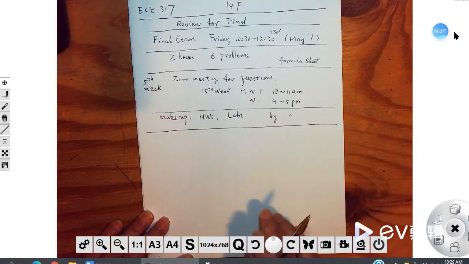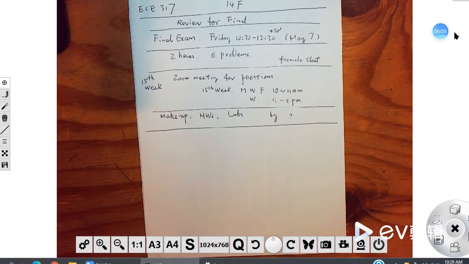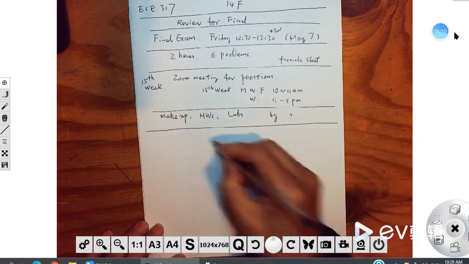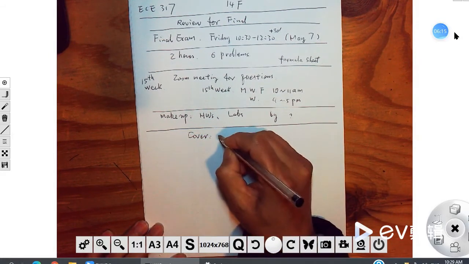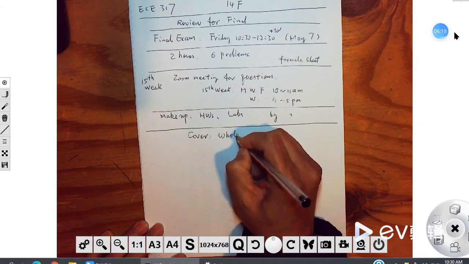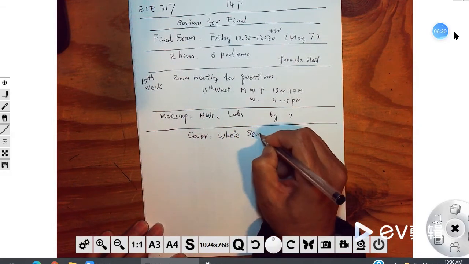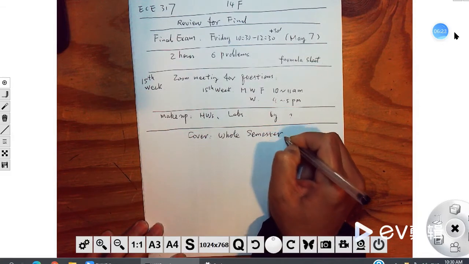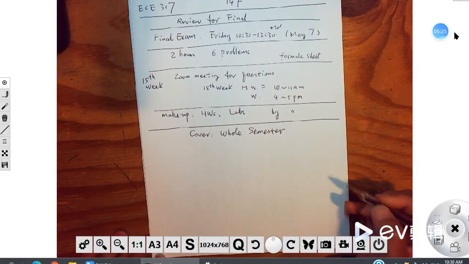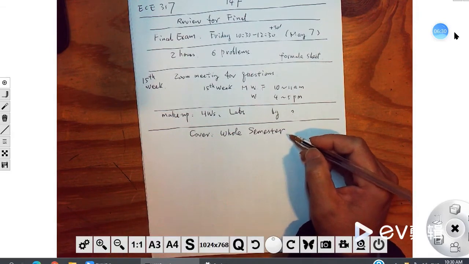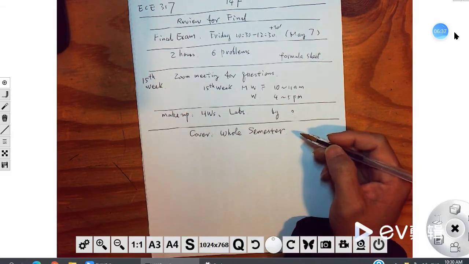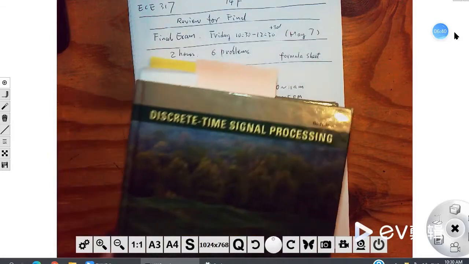Okay, then we go to the review part. First of all, the coverage: it covers the whole semester. You go to Blackboard, and you can see every week, every lecture, which part we covered. You can go over that and see all the coverage. And here I gave a summary just based on the textbook.